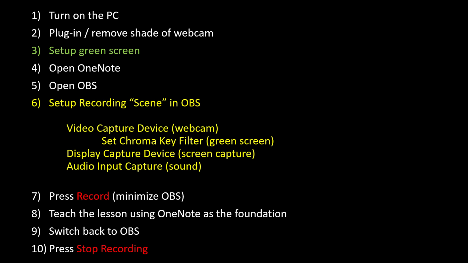You need to do this once and then it will remember it from that point on. But I'll show you how to set up a video capture device, that's your webcam. Set your chroma key filter for the green screen. Set up your display capture device for the screencast to record, in this case, the OneNote page. And then set up an audio input capture for your sound. Once you have that set up in OBS, you just simply say start recording, press record. Teach the lesson using OneNote as the foundation. Go through your OneNote pages, use your digital inking, everything that you want to do. And then switch back to OBS, and then finally press stop recording.